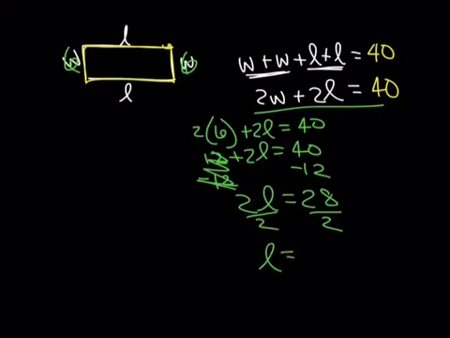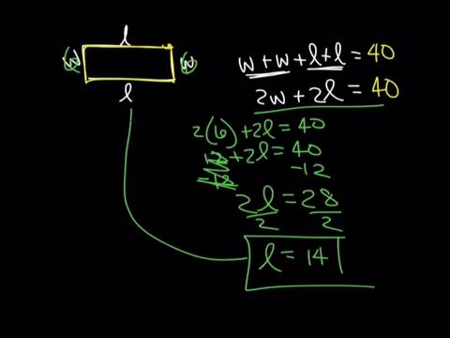l equals 14. Apologize for the sniffling that I have here. I don't know if I'm allergic to something or what, but maybe it's math. Alright, so the length is 14. So if I were to take 14 plus 6 plus 14 plus 6, I better get my perimeter, the distance around, 40 feet, and I do, so I did it correctly.